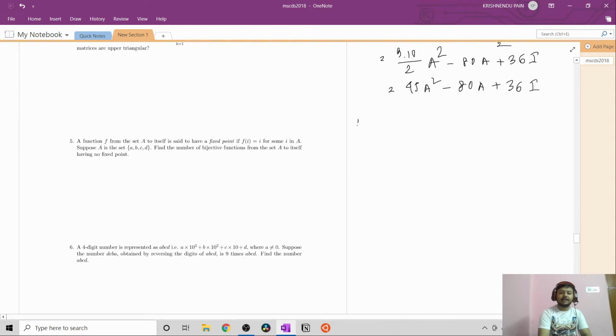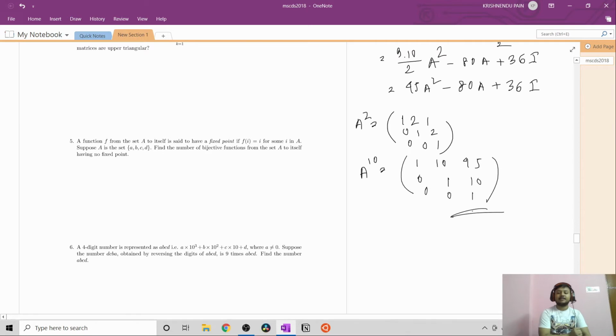If we calculate A square, it is 1, 2, 1, 0, 1, 2, 0, 0, 1. So if we put these values of A square, A and I, we will get A to the power 10 equal to 1, 10, 45, 0, 1, 10, 0, 0, 1. This is the answer.